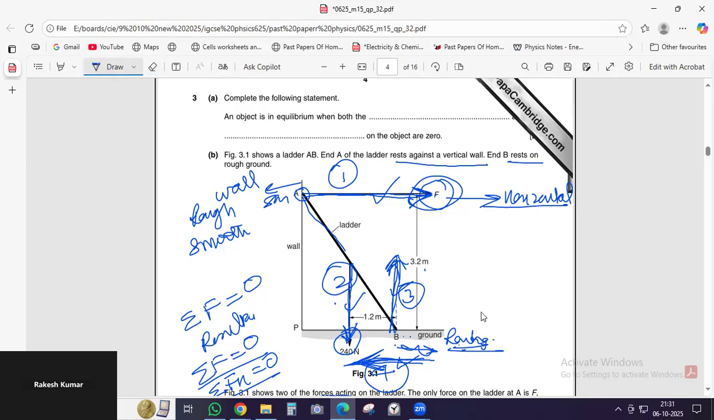And we don't consider these two forces because we are taking the pivot at B only. I mean, we are taking moments about B. That's why we don't consider these two. They are not given in the question. So that is the trick they play. They don't give them. I hope you understood.